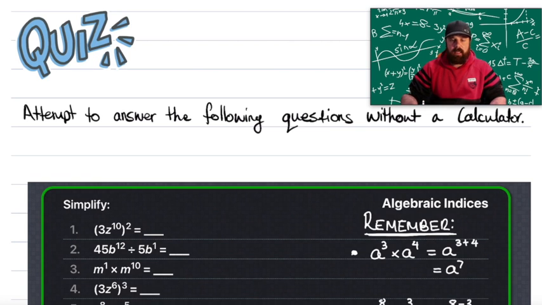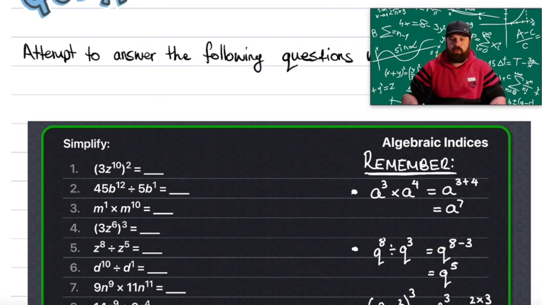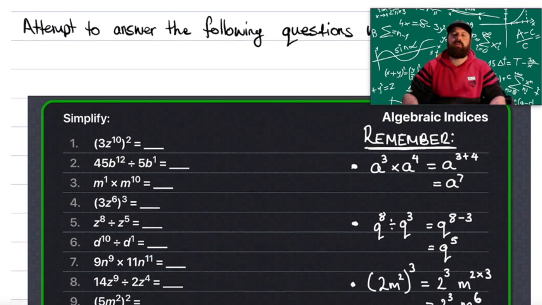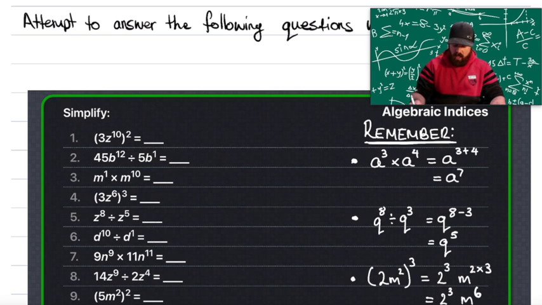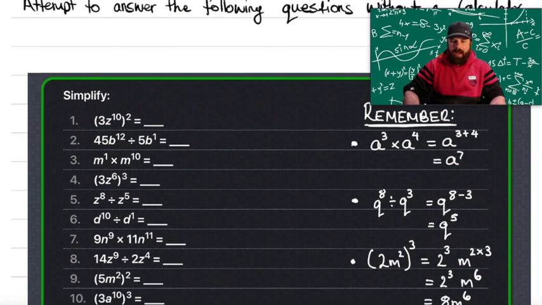Today, our 10 quick questions are looking at some of our algebraic indices, which we covered last term. So just remembering a few points to help you out there. When I multiply numbers with the same base, we're going to add our powers. When I'm dividing numbers with the same base, we're going to subtract our powers.